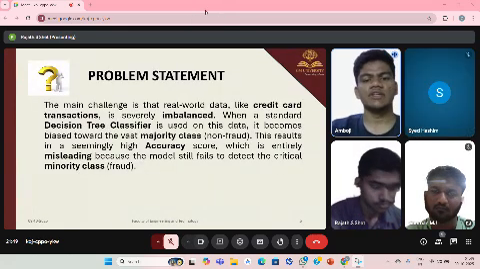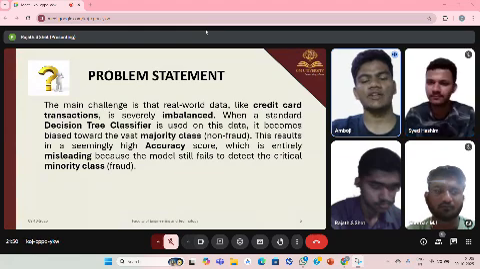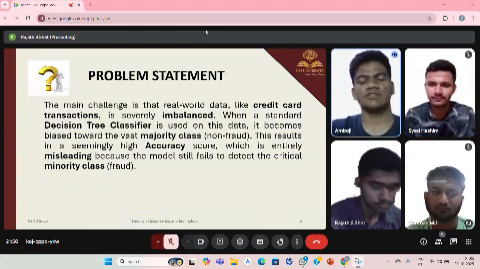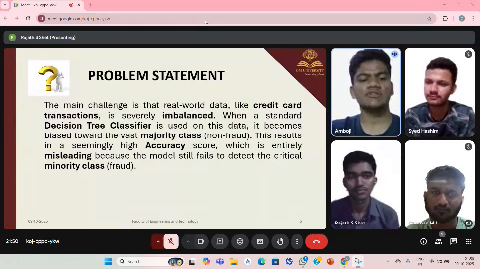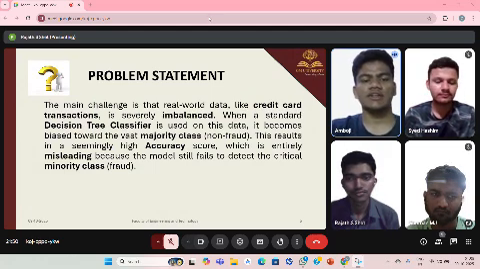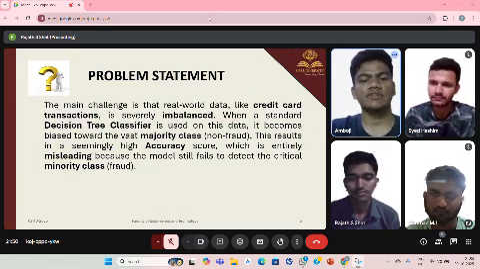Here are the main challenges. Real world data like credit card transactions is severely imbalanced. So we are using the decision tree classifier for identifying and predicting the majority class, no fraud. This results in an extremely high accuracy score, which is entirely misleading because the model still fails to detect the critical minority class. Next we'll continue with Akash.